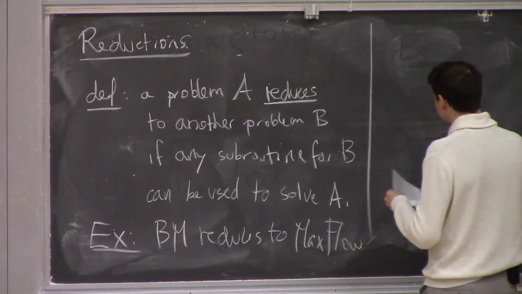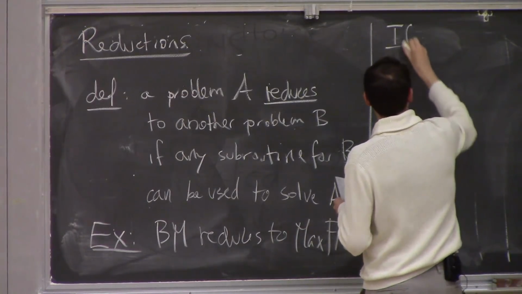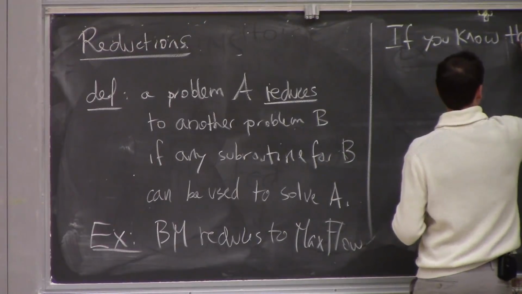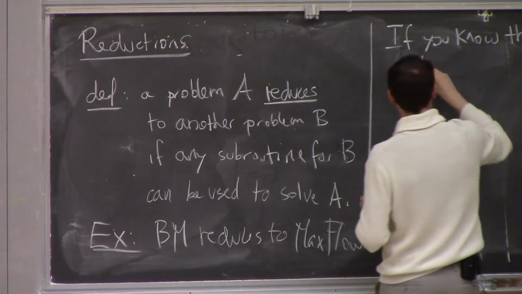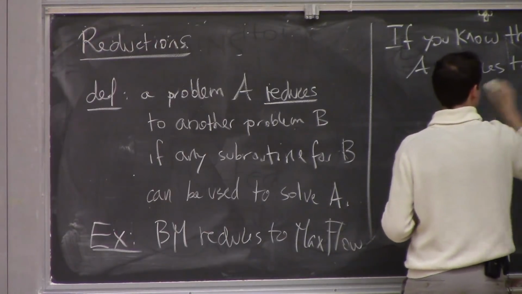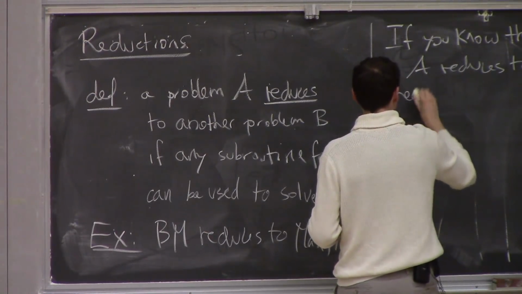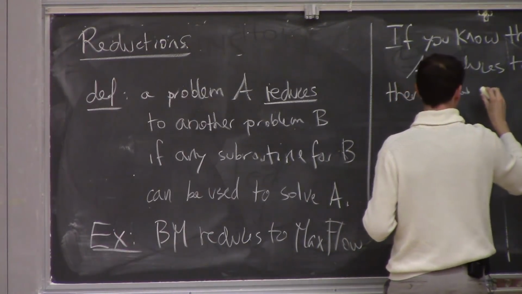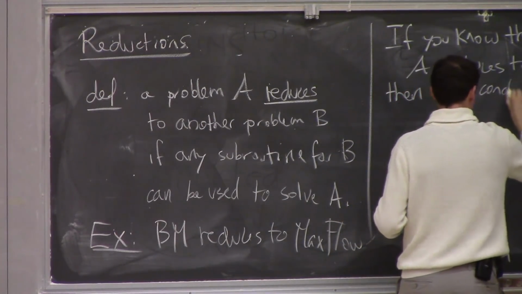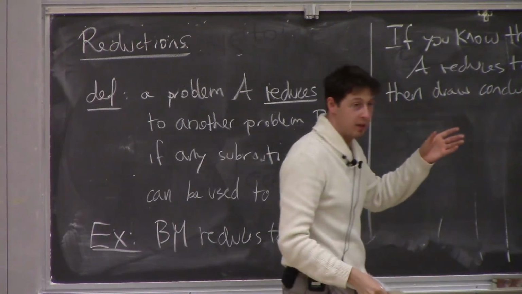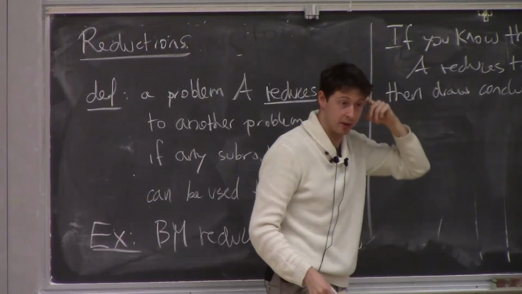So if you know that A reduces to B, then you can draw conclusions, okay? So let me sort of spell them out. But anyway, how do you know that A reduces to B? Is because you've constructed these two algorithms, okay?